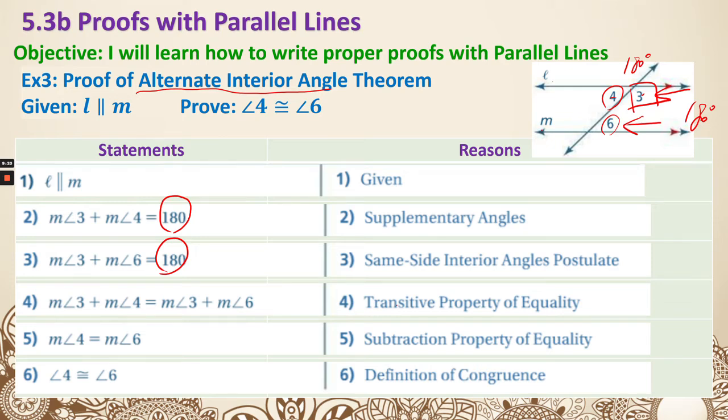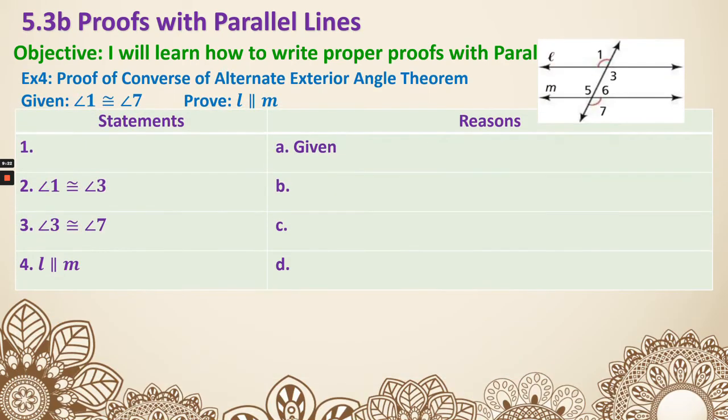Next, example 4. This time we're proving the converse of the alternate exterior angle theorem. First, the reason is given. That means I just need to copy down whatever is given. Angle 1 is congruent with angle 7. That is given. Next, 1 is congruent with 3.